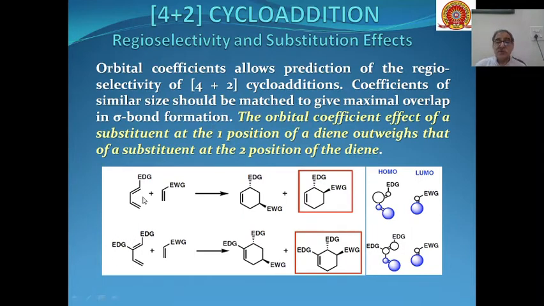So if we have here an electron releasing group and here an electron withdrawing group, then a 1,3 product will be there and a 1,2 product will be there, and which of these will be formed in major amounts will depend on the reaction conditions. Similarly, if we have electron releasing groups at 1 and 2 position and an electron withdrawing group at the dienophile, then we will get this type of product or this type of product.